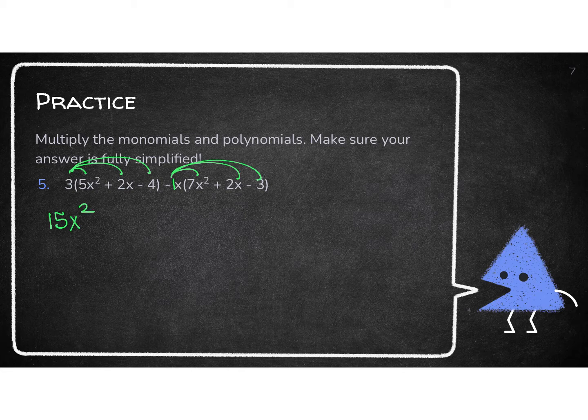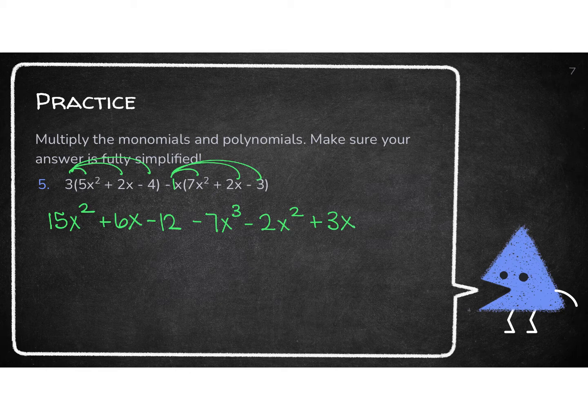3 times 2x is going to give me 6x. And 3 times negative 4 is going to give me negative 12. Now I have negative 1x times 7x squared. So I'm going to get negative 7x to the third. Negative 1x times 2x is going to give me negative 2x squared. Negative 1x times negative 3 is going to give me positive 3x.